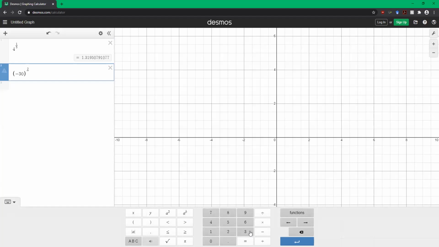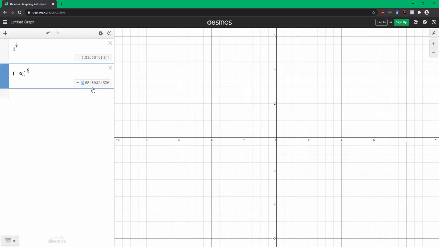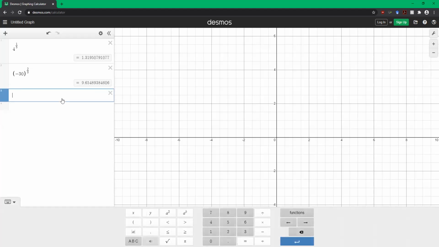2 divided by 3. And there's our answer, 9.65. Okay, we'll round that to the second. So 9.65, make sure you take that down, because we'll be moving back to the notes screen in a few seconds actually.